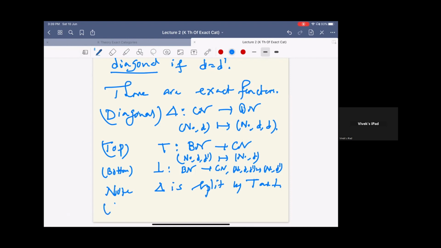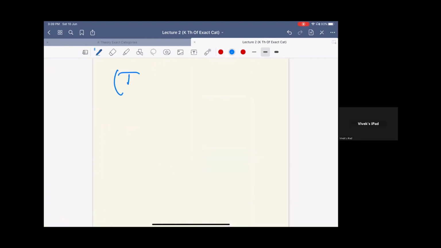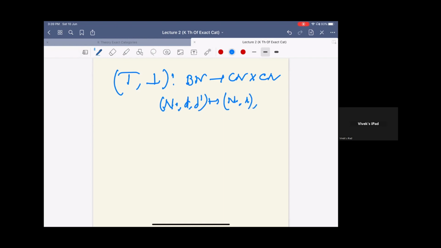So basically this top and bottom gives a functor from Bn to Cn cross Cn, where you are just sending (C, d, d prime) to (C, d) and (C, d prime). So basically, a binary complex you can think of as a pair of chain complexes.